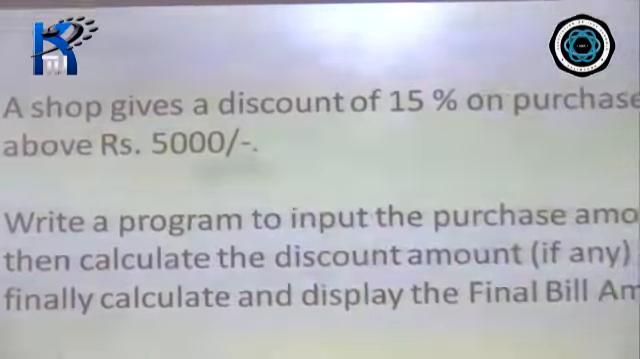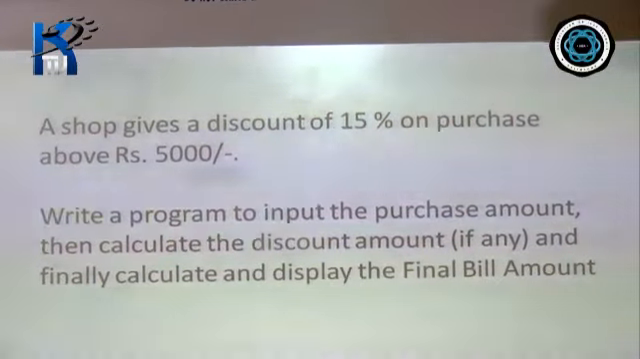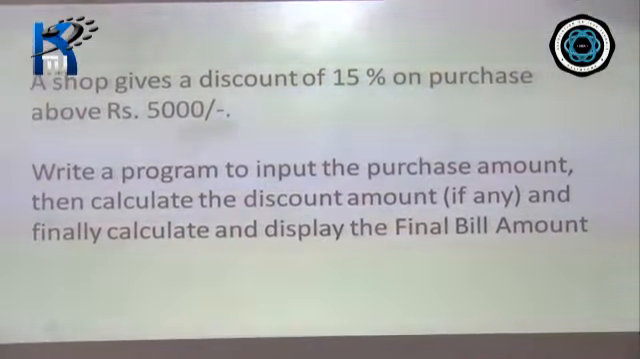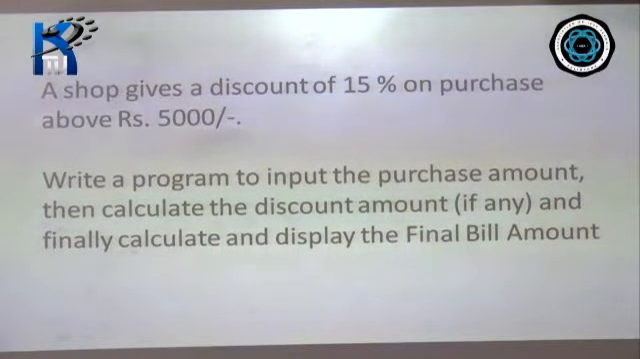So the next program says, a shop gives a discount of 15% on purchase above rupees 5,000. So if you go to this particular shop and you make a purchase of more than 5,000 rupees, then you get a discount of 15%. In case your purchase is less than or equal to 5,000, then you don't get a discount. So discount will be given only when you make a purchase of more than 5,000 rupees.